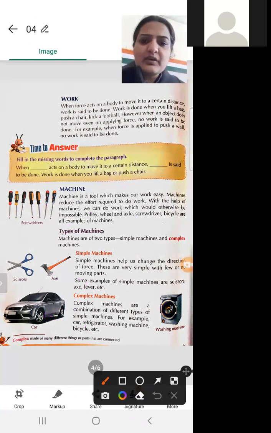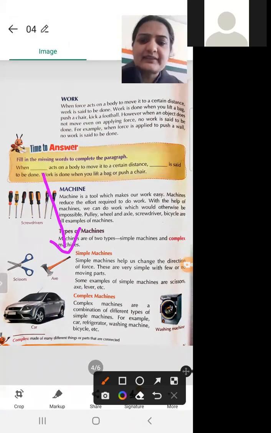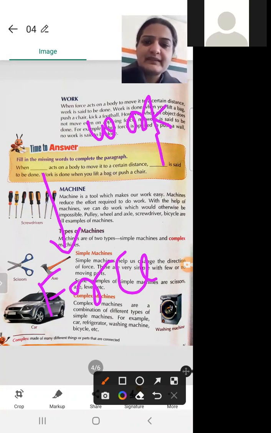So what are the fill in the blanks? When dash acts on a body. So what acts on a body? Force. When force acts on a body to a certain distance, then work is said to be done. So in the first fill up, there is force, and in the second fill up, there is work.